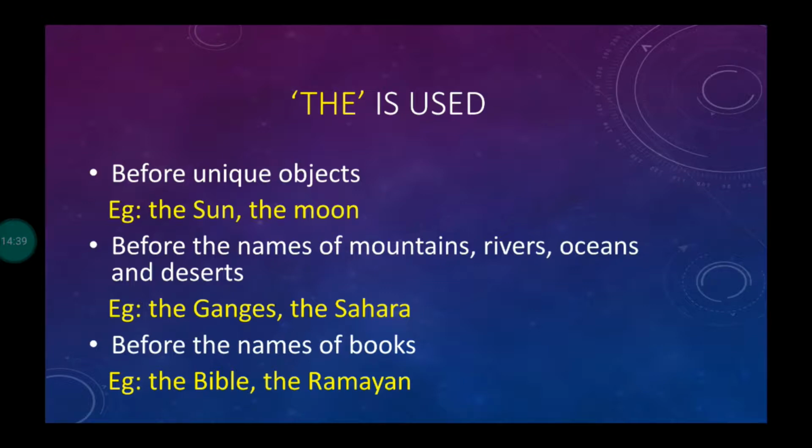Then we also use the before names of mountains, rivers, oceans and deserts. For example, the Ganges, the Sahara, the Pacific Ocean, and deserts like the Atacama, the Kalahari, the Sahara. So you can use the before all these things, landscapes and so on. Then we also use the before names of books because they are one of a kind. For example, the Bible, the Ramayana, the Quran, the Mahabharata, the Bhagavad Gita. All these we use the, because although there may be many books of that kind, that book is one.